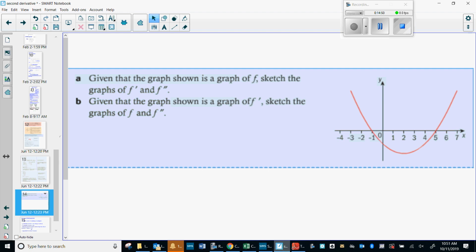Given that the graph shown is a graph of f, sketch the graphs of f dash and f double dash. Now, this is a slightly different thing. This comes up another time. Let me pause this.